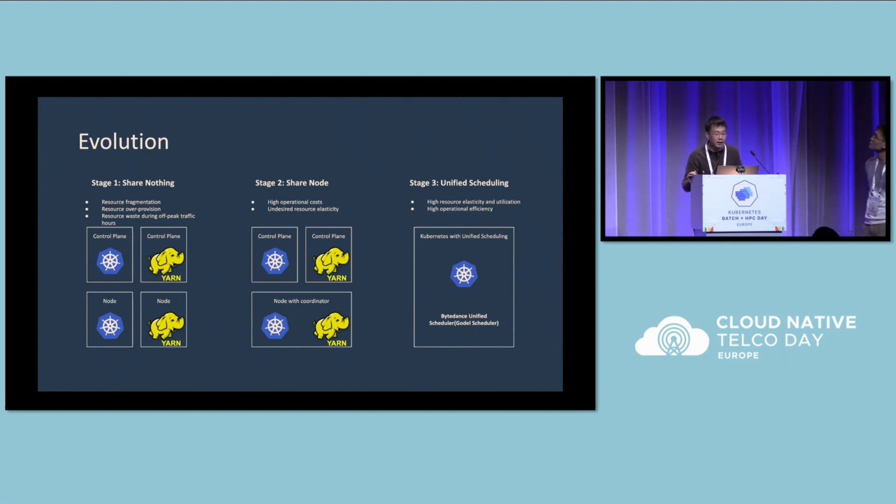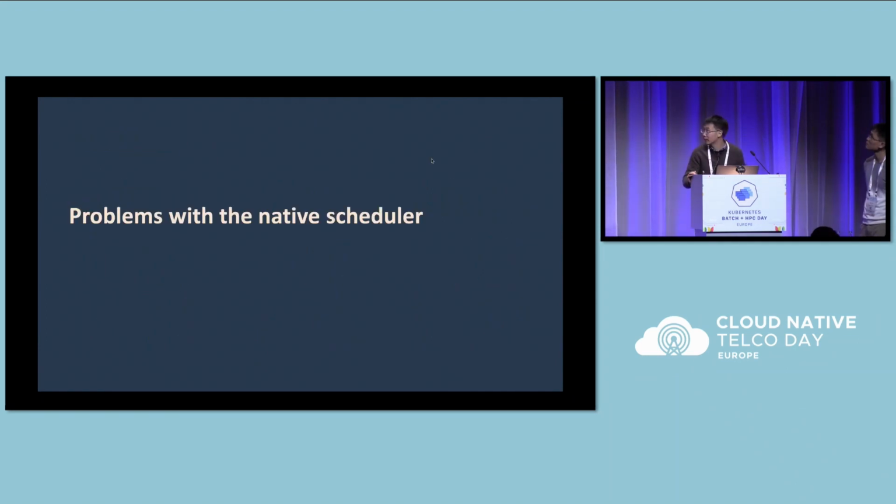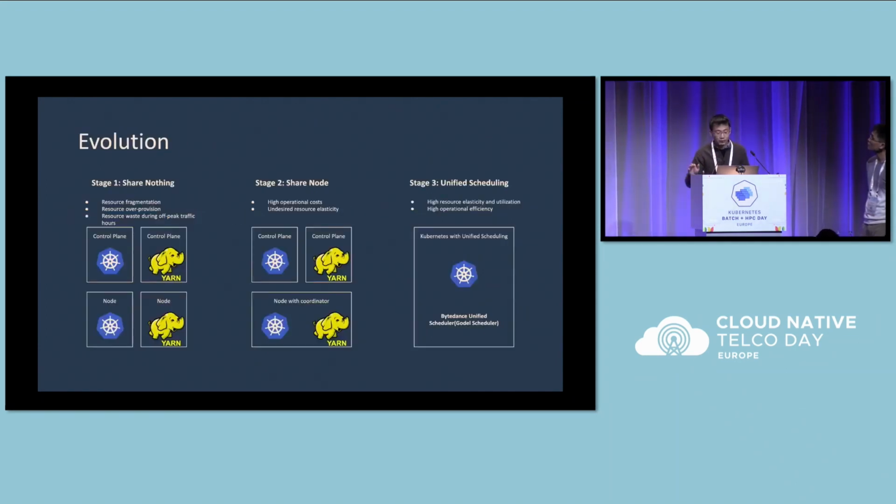The first one is the high operation costs, since we still need to manage two scheduling and resource management systems. And the resource elasticity is still undesirable, since we still have two different control planes. So the year before last, we came to stage 3. We use Kubernetes to manage all of our resources, and no more Hadoop Yarn.